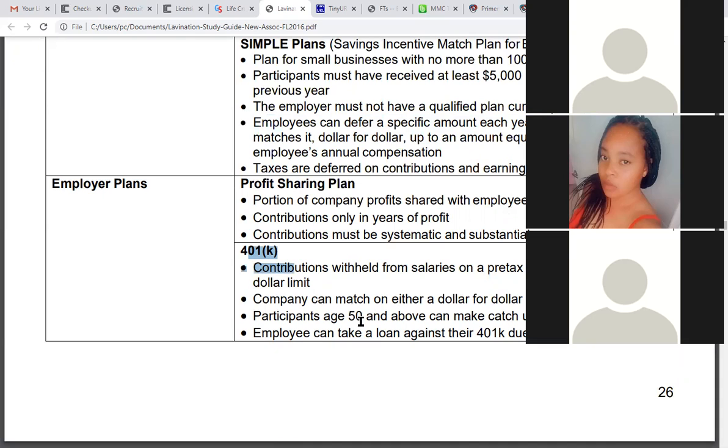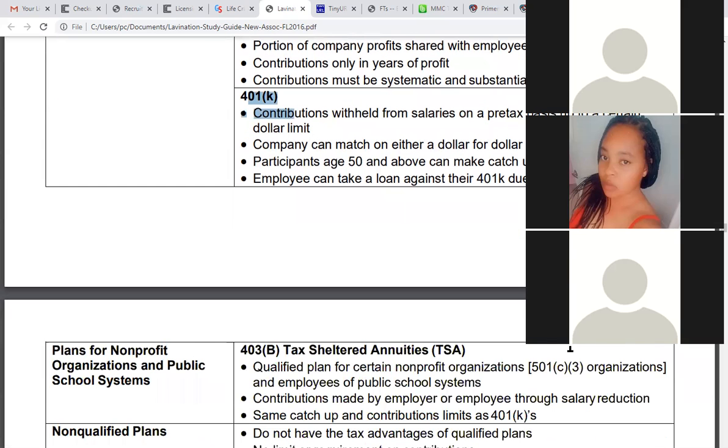Participants age 50 or older can also make a catch-up contribution. And an employee can take a loan against the 401k or take a hardship withdrawal. So if you have a 401k, you can take a loan, or you can take for hardship as well. That's the feature of a 401k.